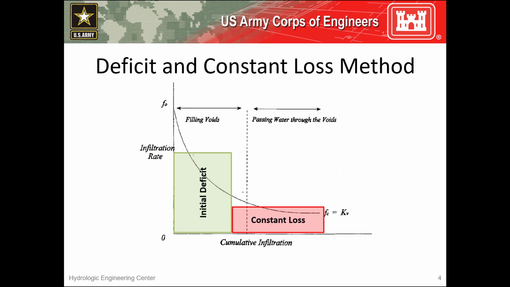Recall again that infiltration has been shown to start at an initially high rate and decrease exponentially towards an asymptotic limit called the saturated hydraulic conductivity. When using the deficit and constant loss method, there's only an initial loss volume, which is the green rectangle in this image, and a constant rate, which is the top of the red rectangle in this image, to recreate this exponential curve. As such, just like with the initial and constant method, you'll typically overestimate infiltration rates at some times and underestimate them at other times in order to provide a good fit throughout the entire simulation time window.